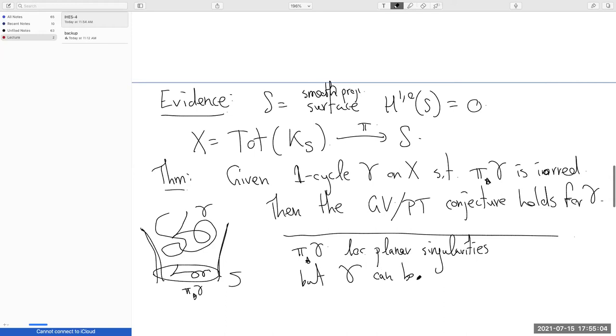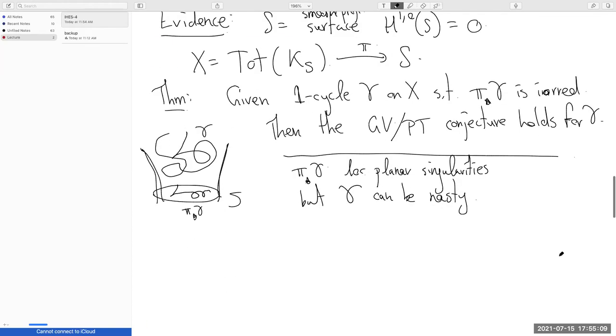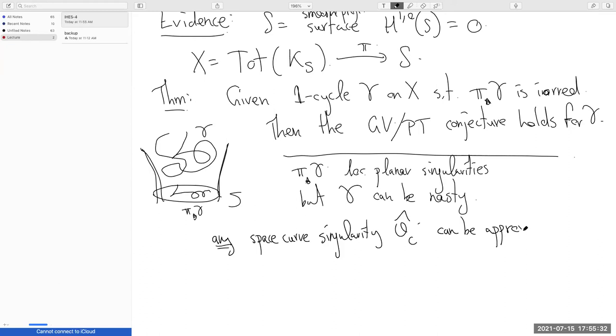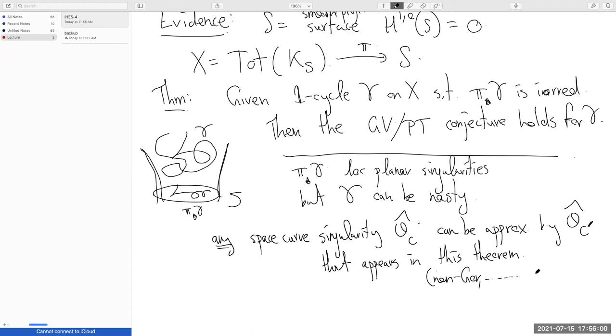But gamma itself can be quite nasty. And in fact, what I think is true is that pretty much any space curve singularity, so embedding dimension 3, say some formal singularity type like that, can be approximated arbitrarily well by another formal curve singularity that appears in this theorem. And so in particular, you're going to be able to get non-Gorenstein examples, non-LCI examples, and so on. So this gives some evidence for extremely nasty singularities, some version of this theorem being true.